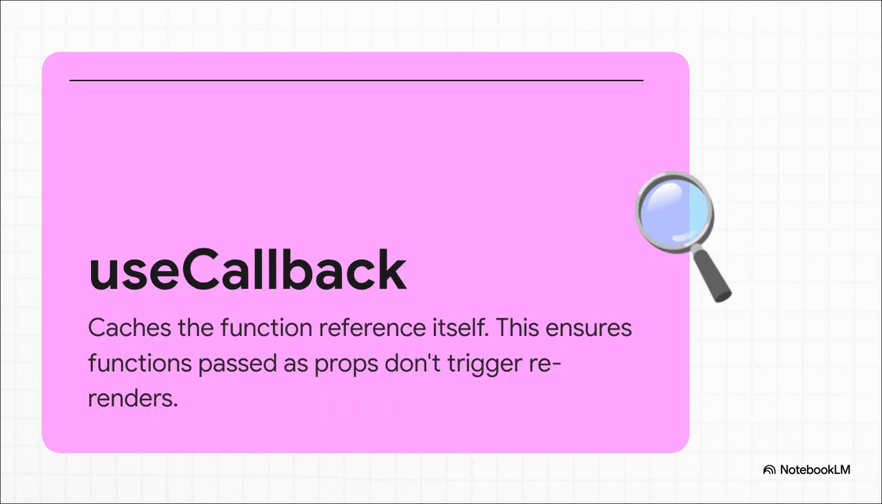Next is useCallback. Now this is where people sometimes get a little tripped up. It doesn't cache what the function returns, it caches the function itself. Its main job, its whole purpose in life, is to give you a stable function reference that you can pass down as a prop, which, as we've seen, is absolutely critical for preventing re-renders in child components.